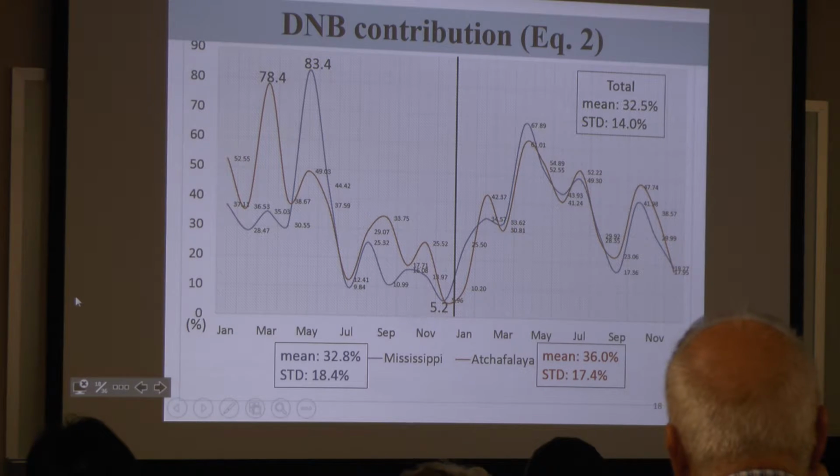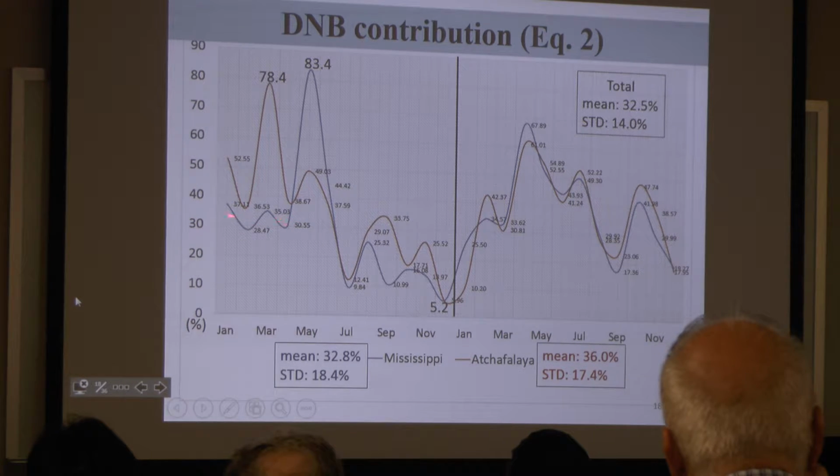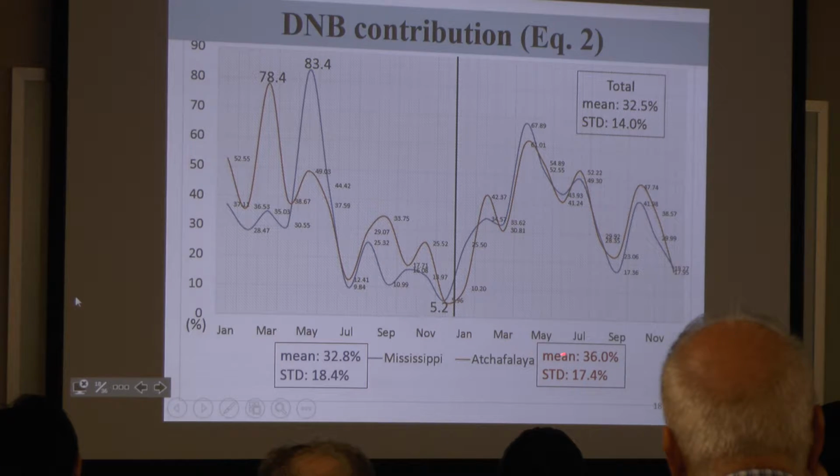The contribution from equation 2 can be further split into two regions: the Mississippi River Delta and Atchafalaya Bay. The x-axis is months of the year. The y-axis is percentage. The red color represents the Atchafalaya Bay. The blue color shows the Mississippi River Delta. The mean in the Mississippi is 32.8%, and the mean contribution in Atchafalaya Bay is 36%. The lowest value is 5%, but the highest value can reach 83%.